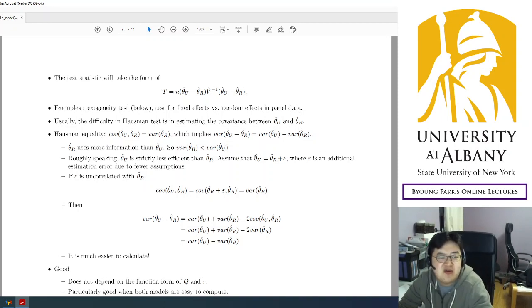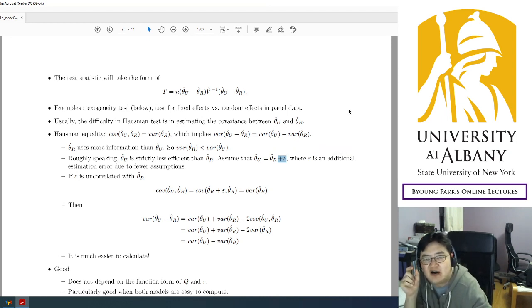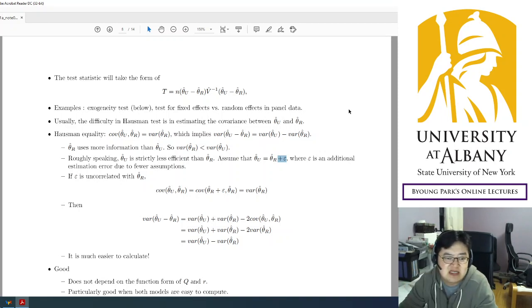So you may understand the unrestricted estimator as having an additional error on top of the error in the restricted model. So epsilon accounts for the missing assumption in the null hypothesis. Because you do not use the null hypothesis as an assumption, the unrestricted estimator has this much additional estimation error.